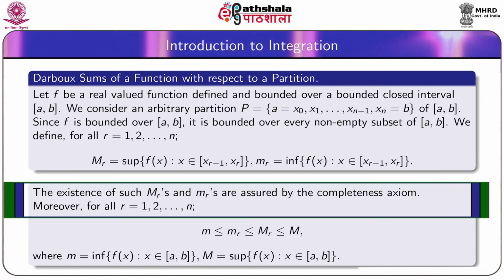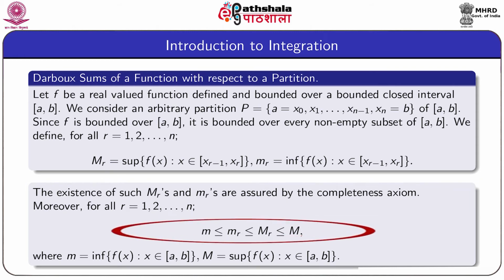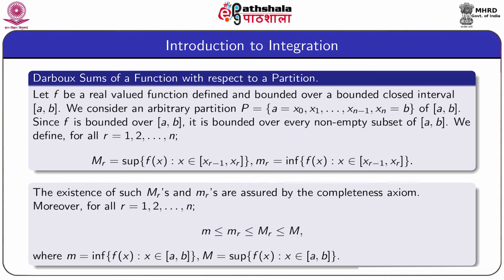The existence of such capital Mrs and small mrs is assured by the completeness axiom. Moreover, for every r from 1 to n, small m is less than or equal to small mr, which is less than or equal to capital Mr, which is less than or equal to capital M, where small m is the infimum of f(x), where x runs over the domain of f, that is the bounded closed interval [a, b], and capital M is the supremum of f(x), where x is from the bounded closed interval [a, b].